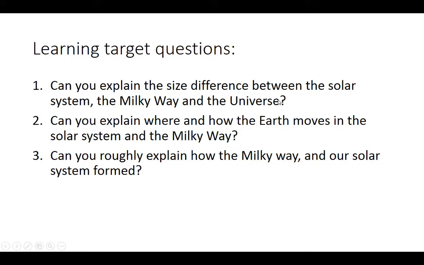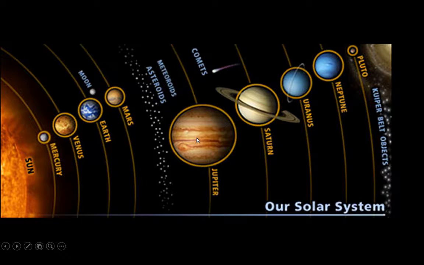So if we go back to the questions, our second question that we're going to try to answer now is, can you explain where and how the Earth moves in the solar system and the Milky Way? So here's a picture of our solar system. Earth is the third planet from the Sun. This is not to scale, even remotely.